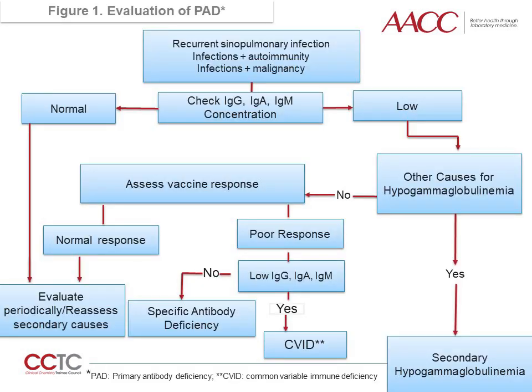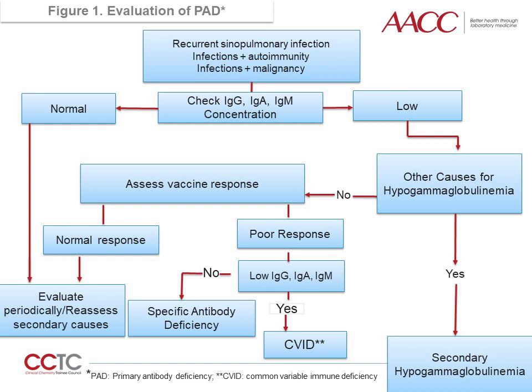This figure summarizes the evaluation algorithm for primary antibody deficiency disorders. Patients with recurrent sinopulmonary infections, or infections and autoimmunity, or infections with malignancy should have immunoglobulins IgG, IgA, and IgM levels evaluated. For patients with normal levels, we should assess the vaccine responses. For normal response, we should evaluate periodically or reassess for secondary causes. A poor vaccine response with normal immunoglobulin implies that those patients have selective antibody deficiency, or SAD.